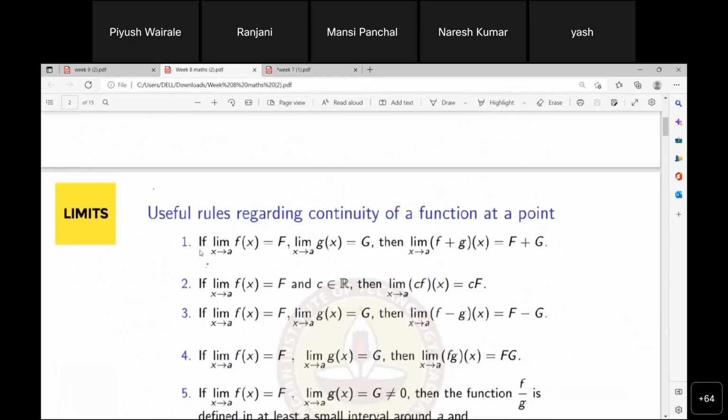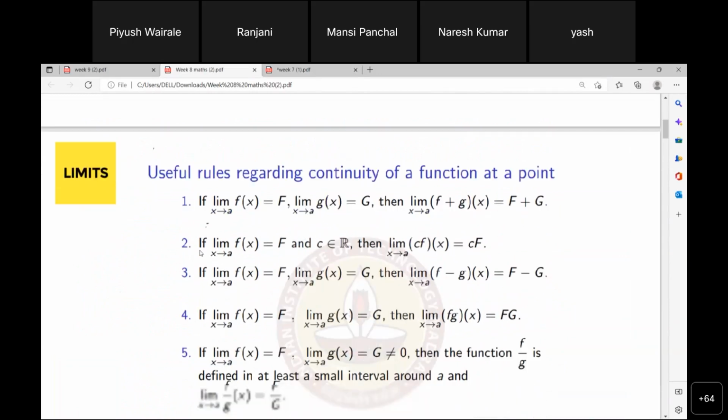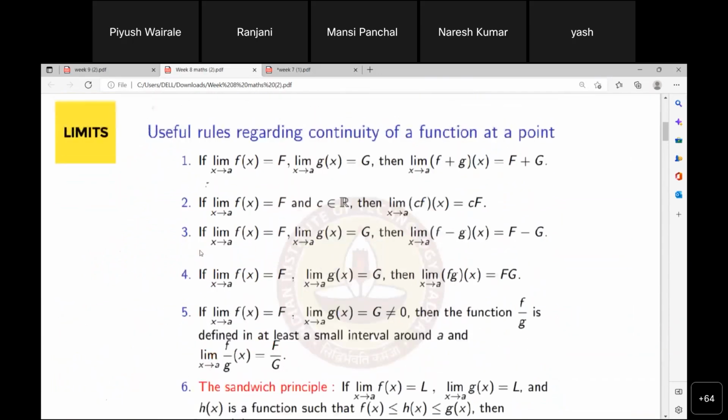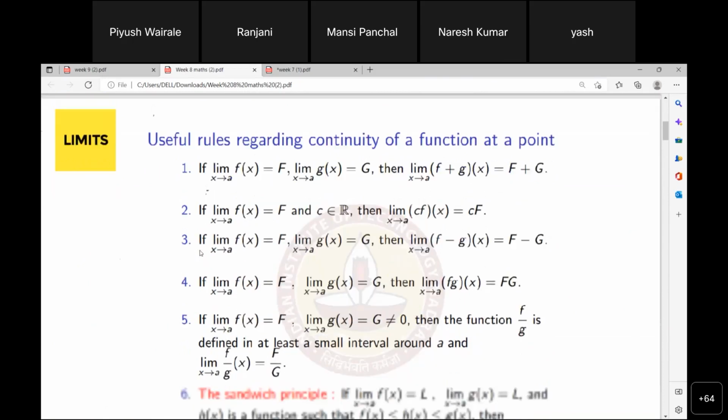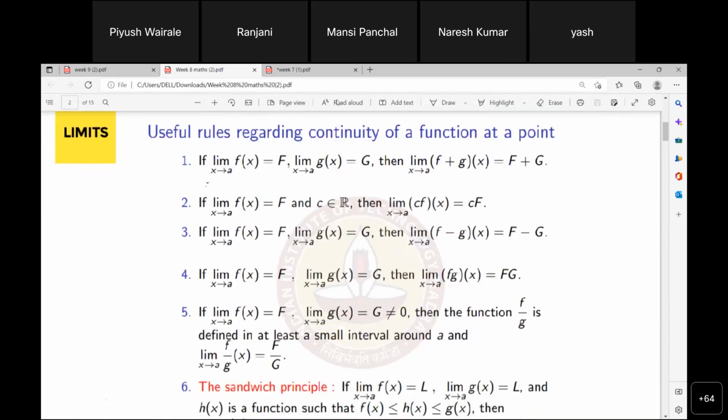In week 7 we have just studied the limit part, like what is the limit of a sequence and how to find it. Then in week 8 we have discussed the properties of limit and then what is continuity. There are some useful rules regarding continuity. I have copied this from the slides only. You can go to the slides.